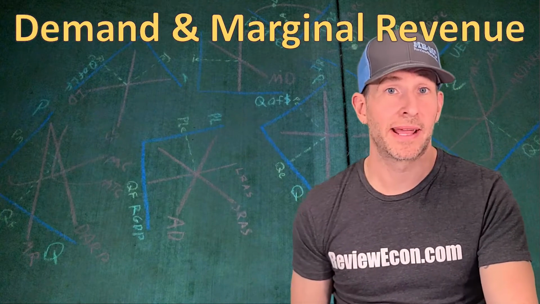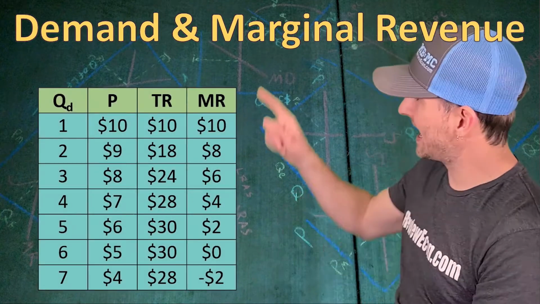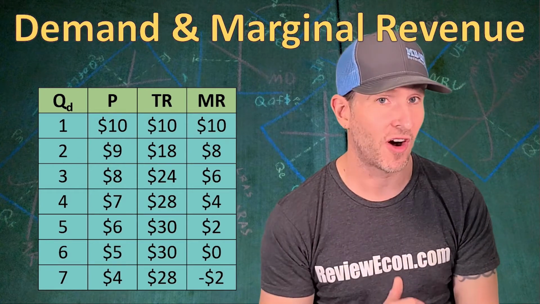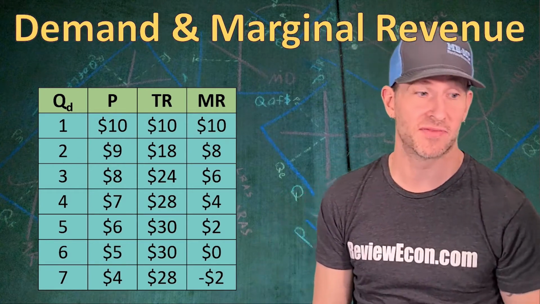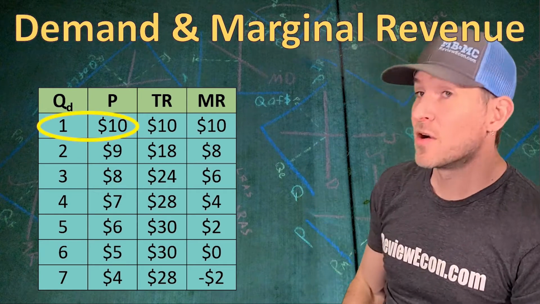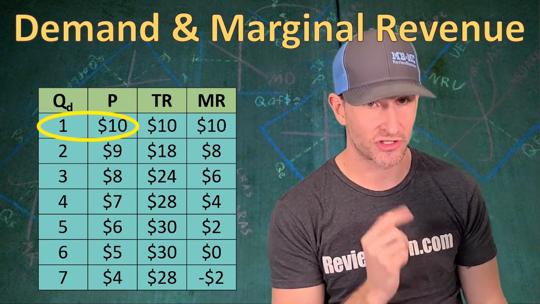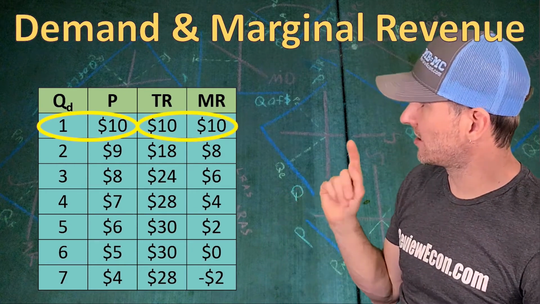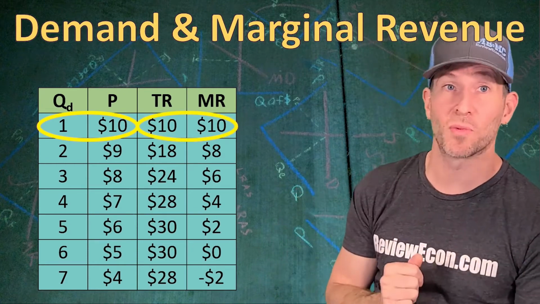If we take a look at that demand curve in table form, we will see that as the quantity increases, the price of the product is going to fall in order to sell the higher quantities of output. That means, based on these numbers, at the quantity of 1 unit of output, we will see a price of $10 charged for that product. That gives us a total revenue of $10. The $10 price times the 1 unit of output.